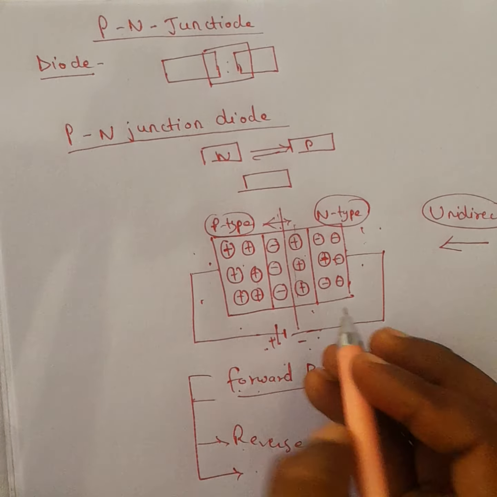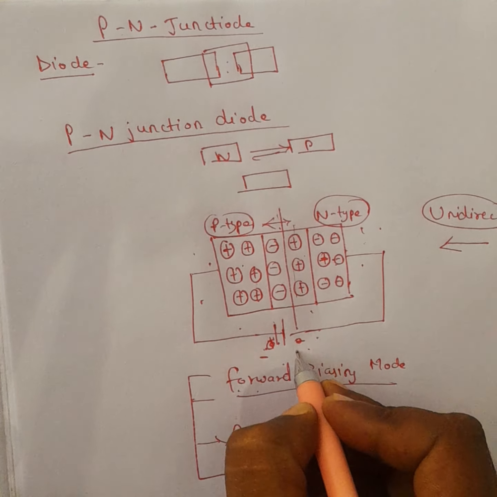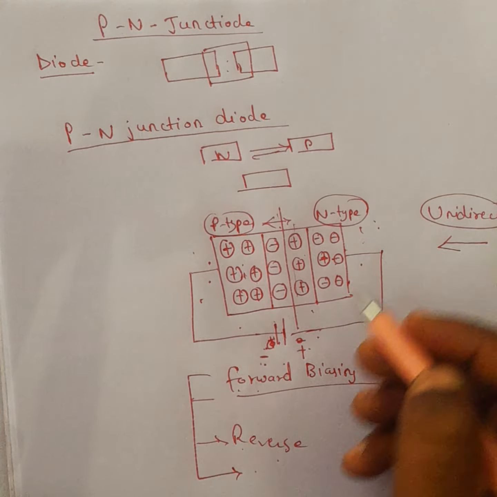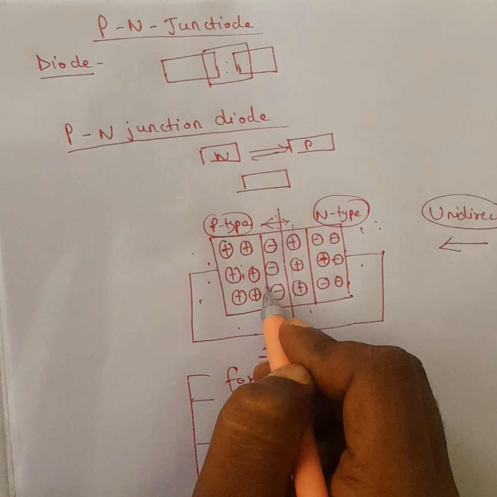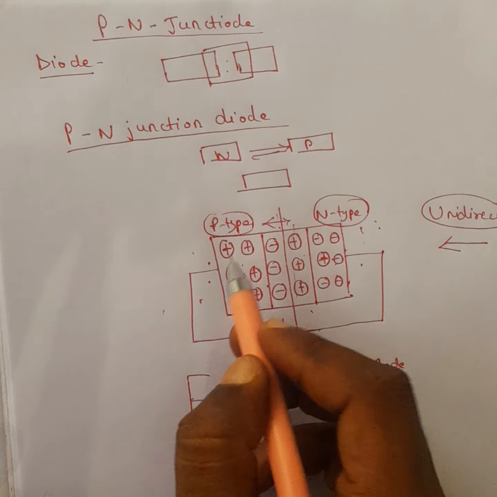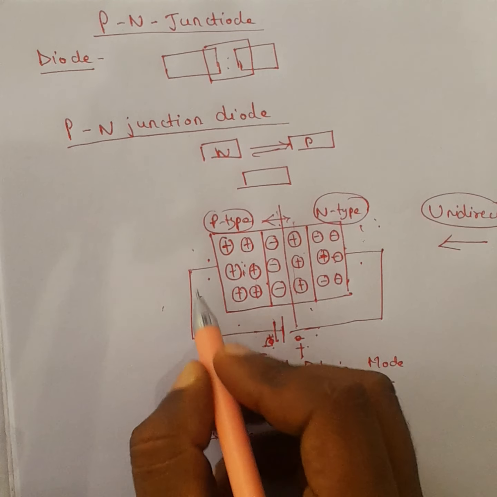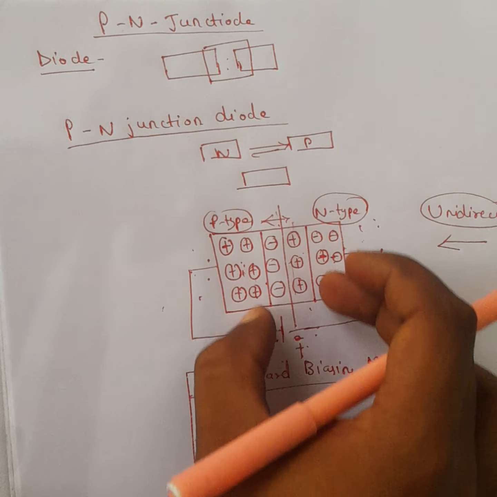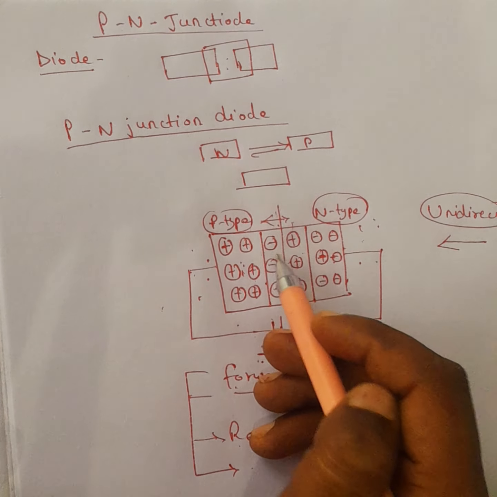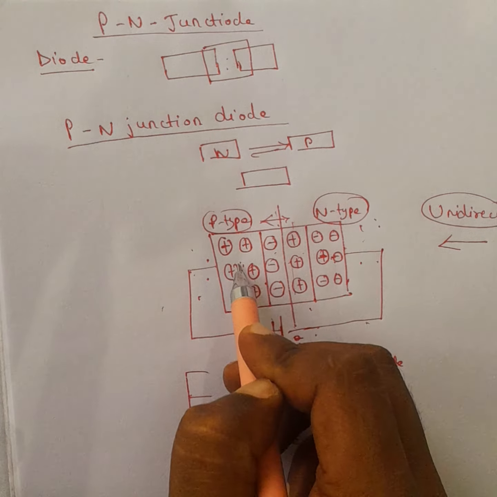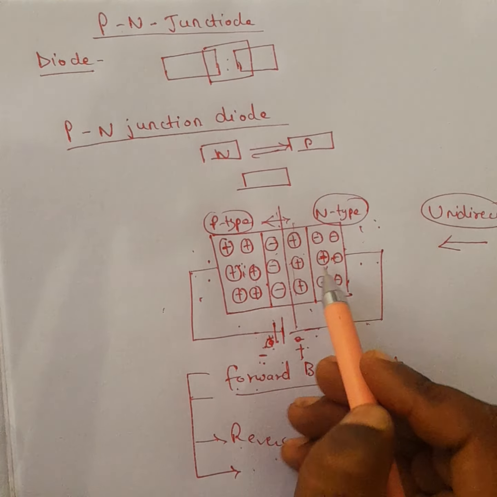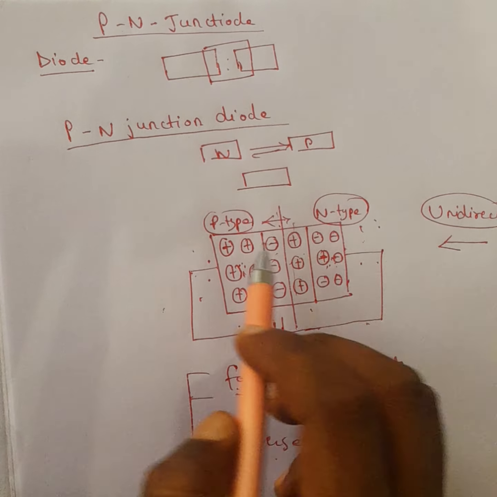And when I exchange the terminals of the battery, this side becomes negative and the other becomes positive. When the P type is connected to the negative terminal of the battery and the N type is connected to the positive terminal of the battery, this condition is known as reverse bias. The electrons are attracted to the positive side and the holes to the P side, so electrons cannot jump across and holes cannot jump across. No current flow occurs, and the depletion region width increases, which decreases the conductivity of the PN junction diode.